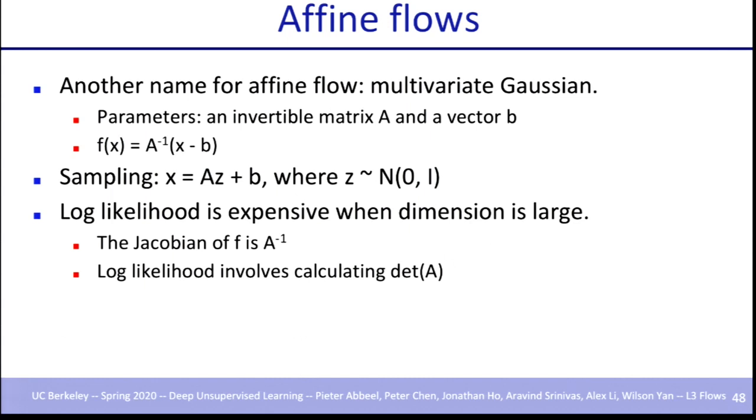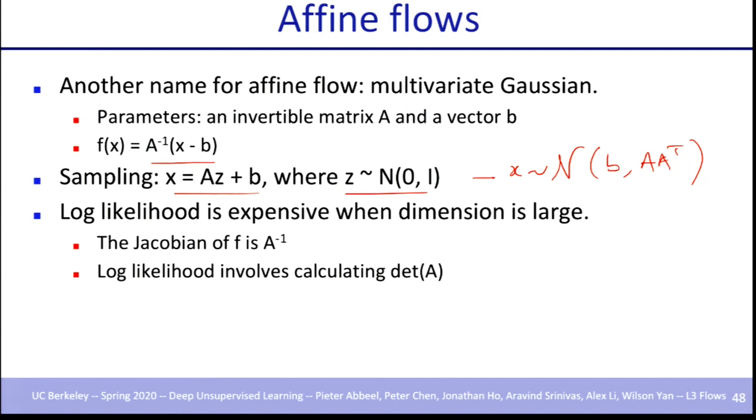Talking about linear, affine flows are flows that are just linear. So your f of x is just A inverse times (x minus b). For sampling, x equals Az plus b. Z can be from a normal distribution, and as a consequence, x will actually be from a normal distribution with mean b and covariance A A transpose, it turns out. So that's an affine flow. It allows you to turn an arbitrary multivariate Gaussian into a unit variance multivariate Gaussian.